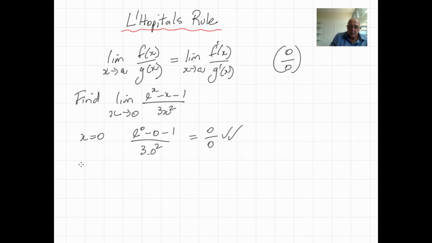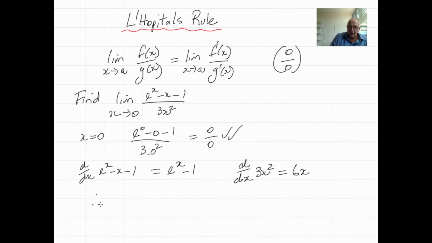So let's go. Derivative with respect to x of e to the x minus 1. So we've got to find the derivative of the numerator, and derivative of e to the x is e to the x. Derivative of x is equal to 1, so that'll be minus 1, and the derivative of a constant is 0. Now find the derivative of the denominator, and the denominator is equal to 3x squared, and the derivative of that, just multiply the index by the coefficient, so you get 6x to the power of 1.